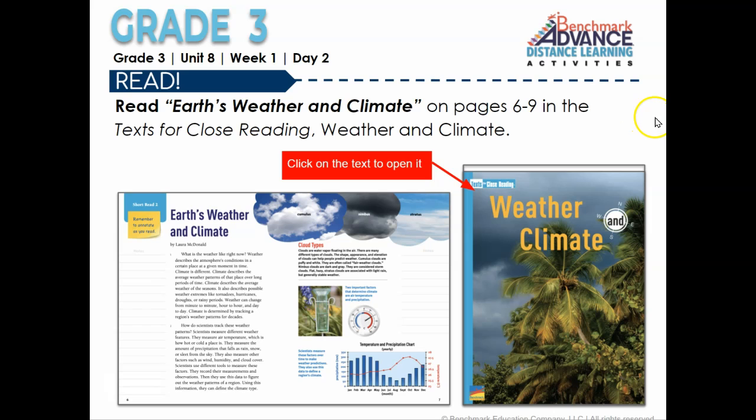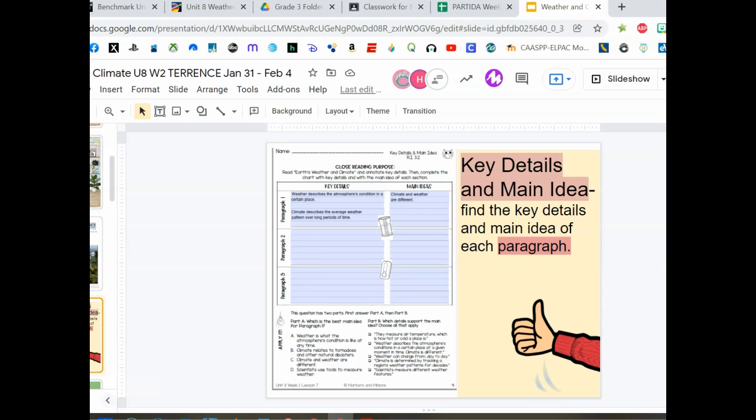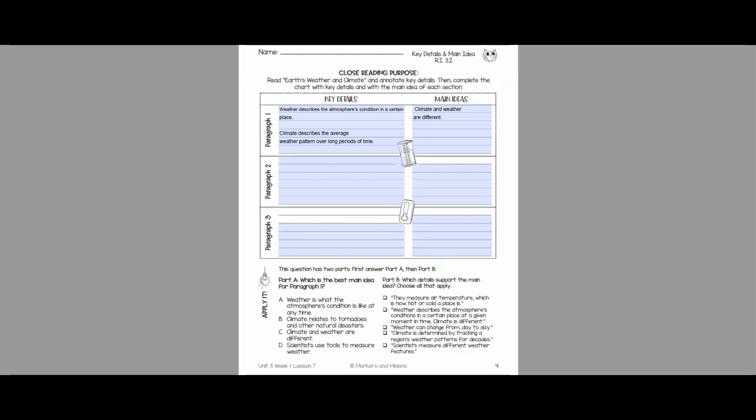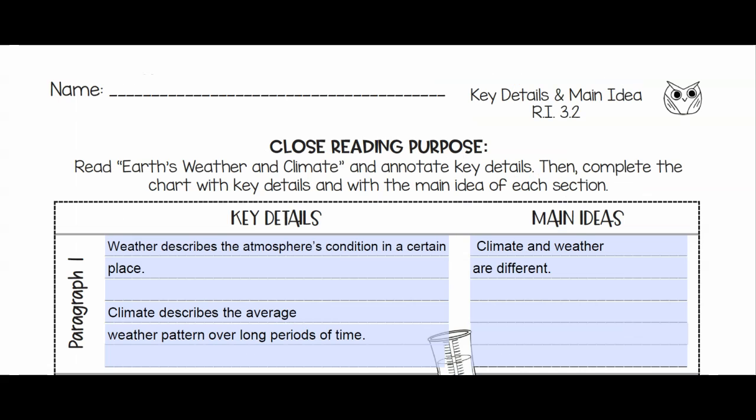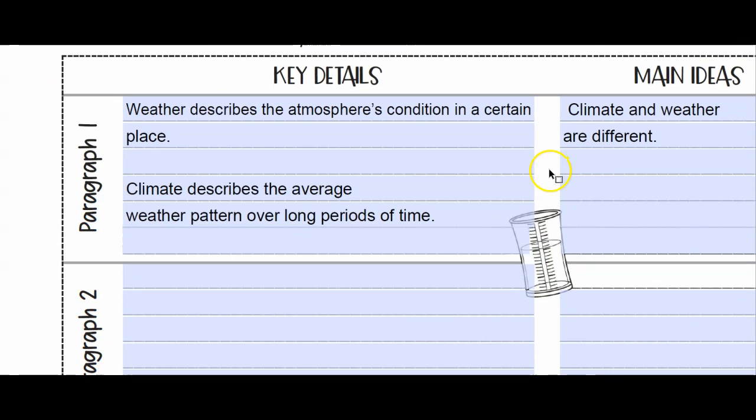All right. So we went ahead and read pages 6 through 9. Now we're going to talk about key details and main idea, okay? It says find the key details and the main idea for each paragraph. So we're going to work on page 4 of our packet. So go to page 4 of this packet right here. It says Weather and Climate Workbook, Unit 8. And here's page 4. Okay. I believe you already have the top part, right? Yes?